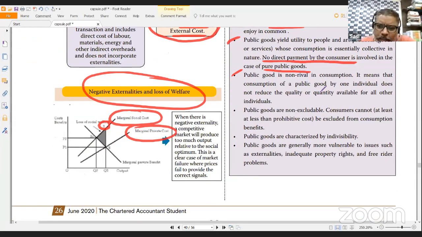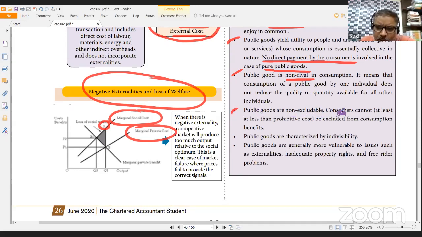Then, public goods are non-rival in consumption. Same example, street light. If two people are walking below the street light, is one person getting more light than the other person? No. They are not competing with each other. There is no rivalry between them in enjoying the benefits of this public good. So they are non-rival in nature.